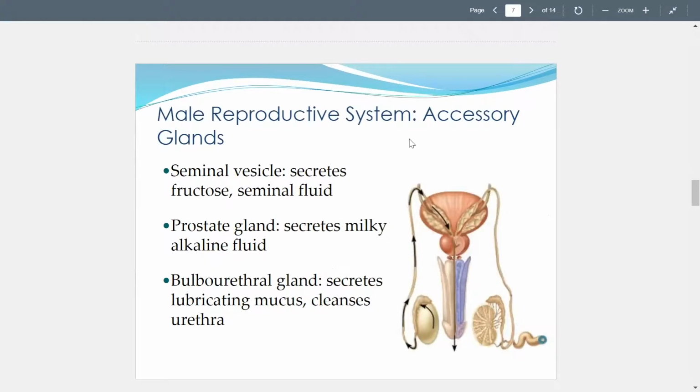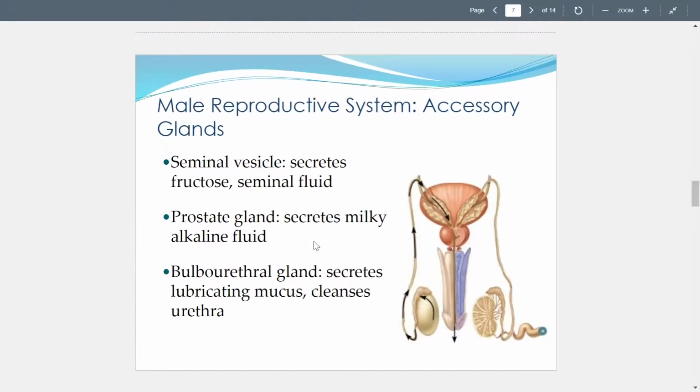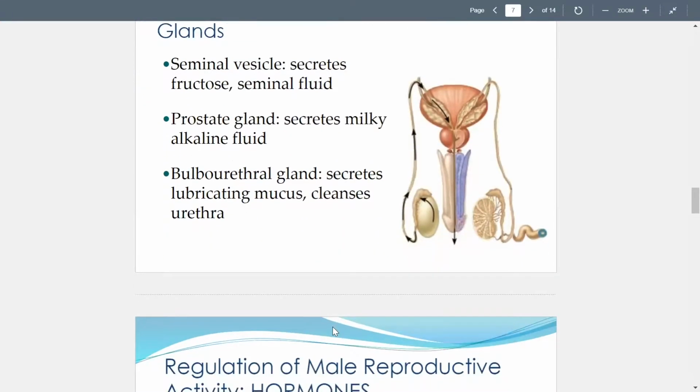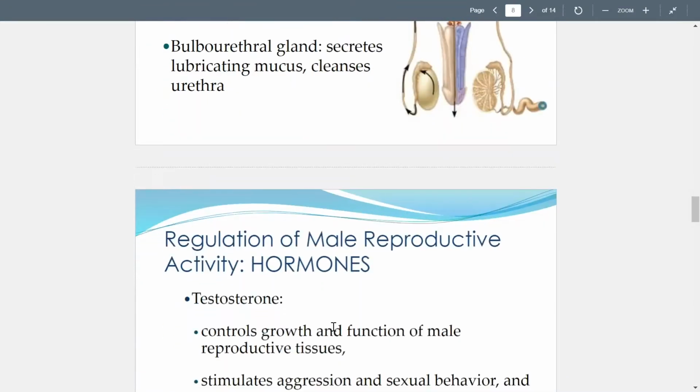And then the three glands, I would familiarize yourself with these. Seminal vesicle, fructose and semen. And then prostate gland secretes milky alkaline fluid. Remember, that was to help the sperm get into a comfortable environment, not too acidic, not too basic. So that alkaline fluid would help through the prostate gland. And then the bulbourethral gland secretes and lubricates mucus, cleansing the urethra, making sure that the sperm goes through safe.